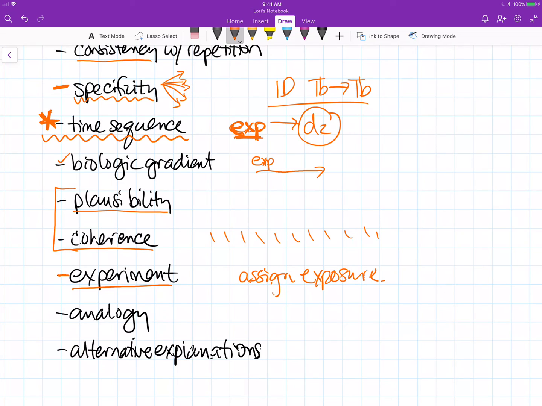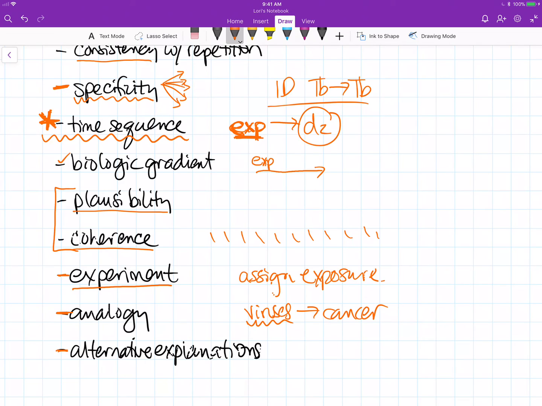For analogy, a lot of times we can think of another example where, say, maybe viruses cause cancer. If one virus causes a certain kind of cancer, then maybe another virus could cause a different kind of cancer. And so that could be an analogy.